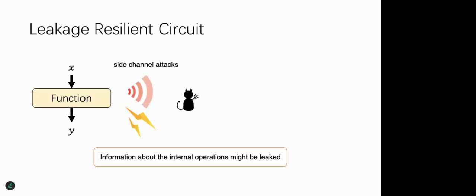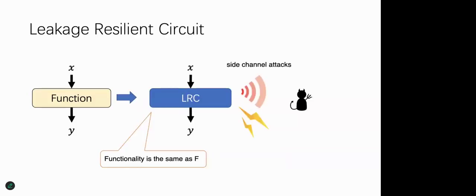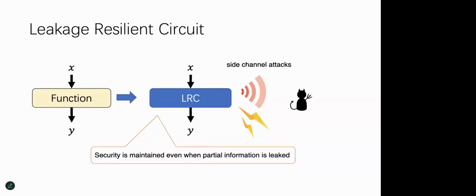A main goal in cryptography is to secure computational functions against adversaries who can obtain information about the internal operations. In practice, the adversary can obtain the information by using side-channel attacks. To achieve this, we usually compile functions represented as circuits into leakage-resistant circuits. The functionality of an LRC, which is short for leakage-resistant circuit, should be the same as the original function, and it should be secure even if partial information of the computation is leaked.